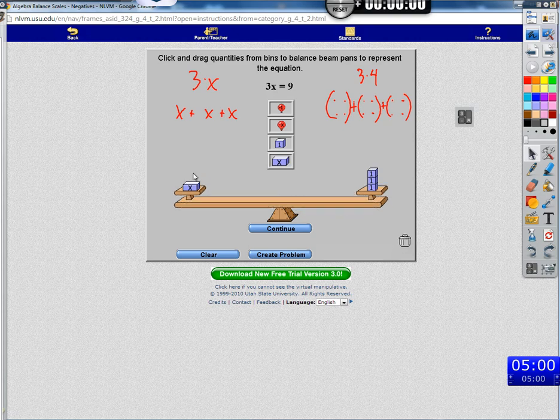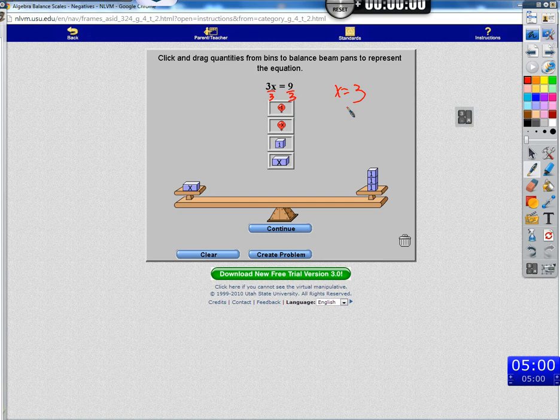The original was 3x's was equal to 9 units. So if there's 3 of them, we want to compare 1/3 of this side to 1/3 of this side. So we want to find 1/3 of that side and 1/3 of this side. Divide both sides by 3. We would take the equation 3x equals 9, divide both sides by 3, because we want to know what 1/3 of this side is versus 1/3 of this side. And then we get down to where 1x is equal to 3 units.